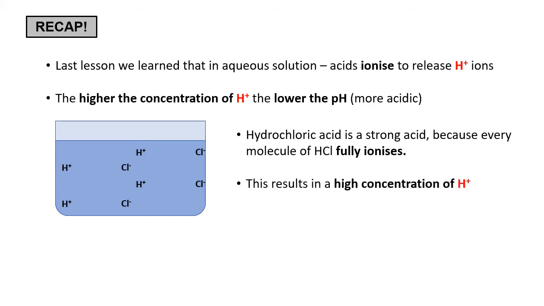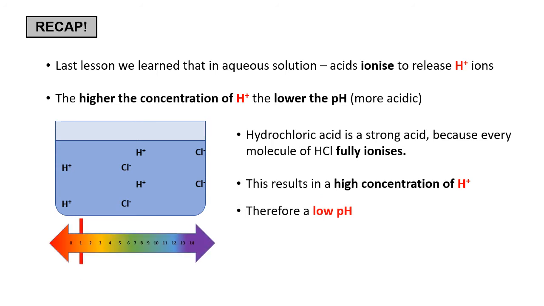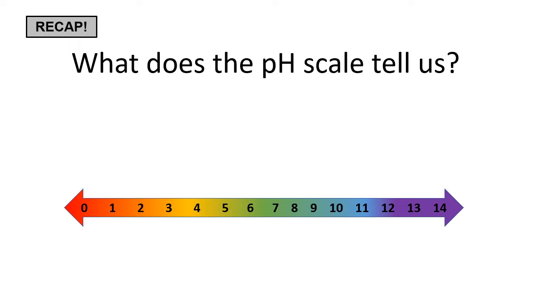Now, we call hydrochloric acid a strong acid because every single molecule of hydrogen chloride in water fully ionizes. That means that every single acid molecule releases a hydrogen ion, and as a result that solution has a very high concentration of hydrogen ions and therefore a low pH. Now, if we were to test the pH of hydrochloric acid, it would be around 1.